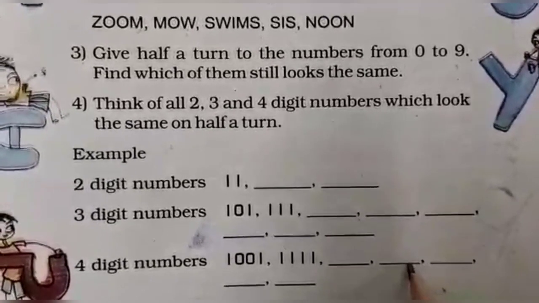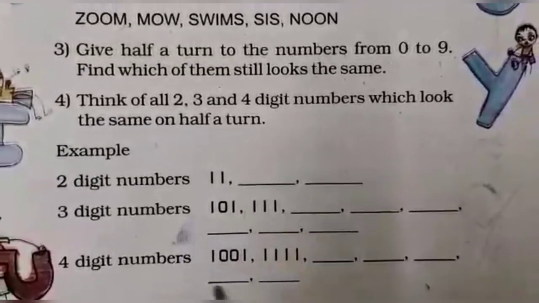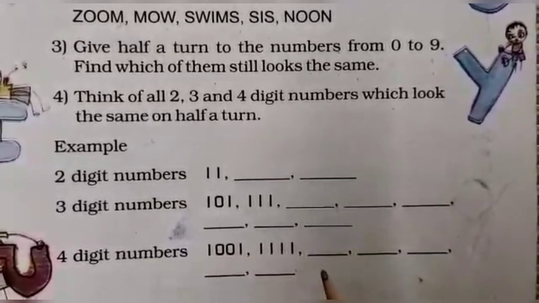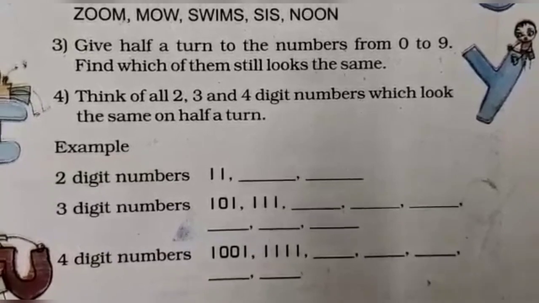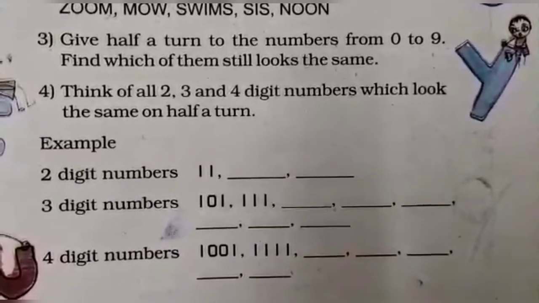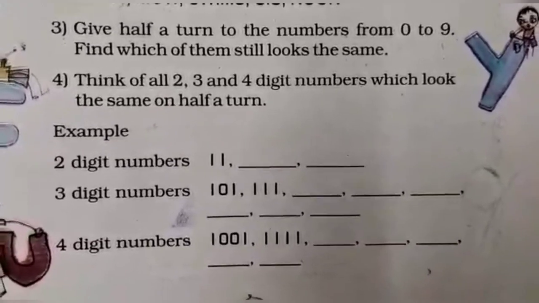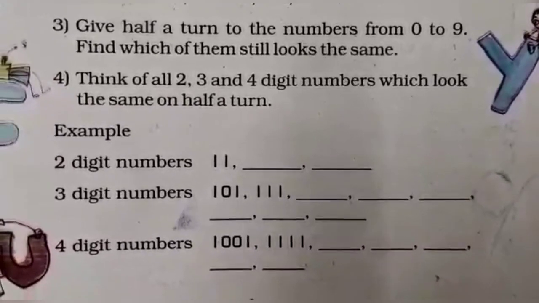ये करने की कोई ज़रूरत नहीं है. We will only think and write. This is only an activity. You can think and you can write. Okay, this we will do in the textbook only, and this you are only supposed to do. सोचना है सिर्फ, और अगर मिल जाते हैं कोई तो you can write it down.